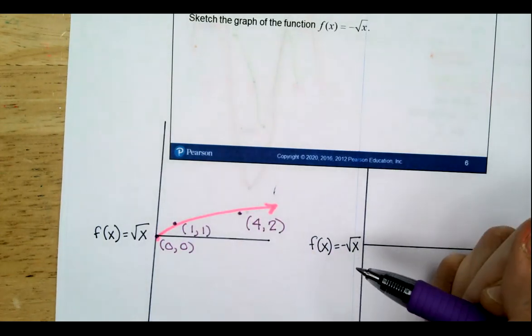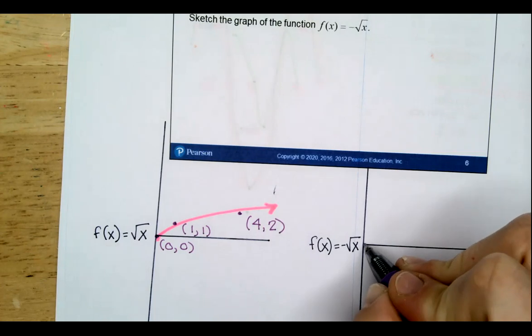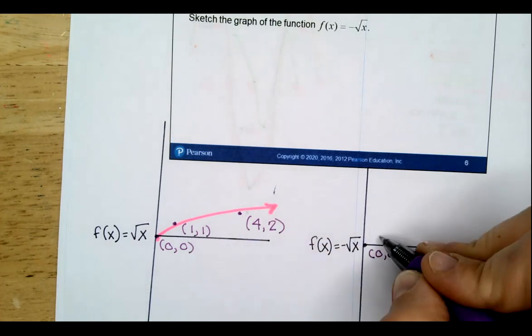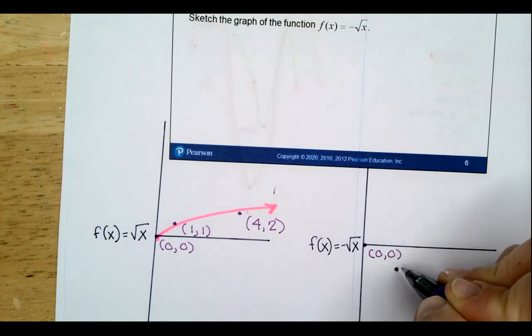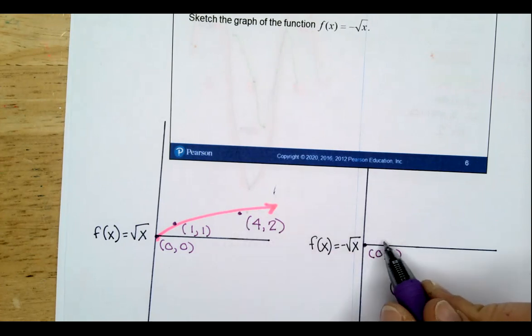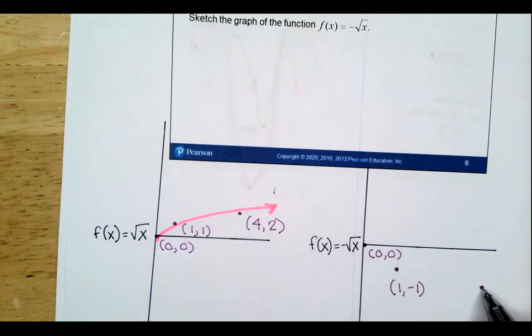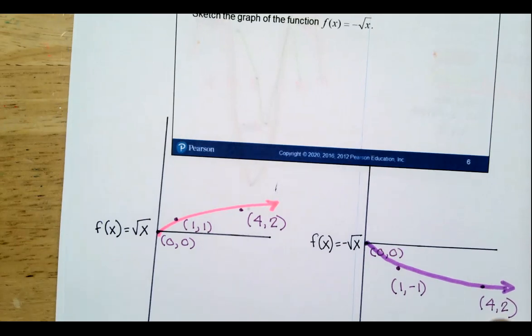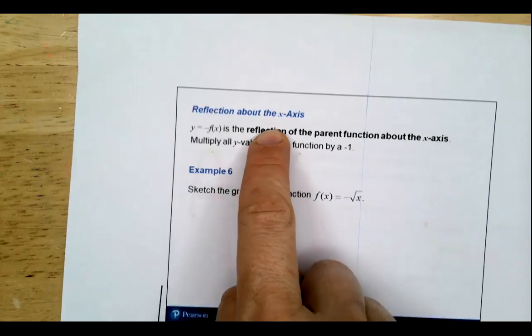All of your y's become negative. So you still have 0, 0. But now instead of 1, 1, you have 1, negative 1. Instead of 4, 2, you have 4, negative 2. That is the function reflected across the x-axis.